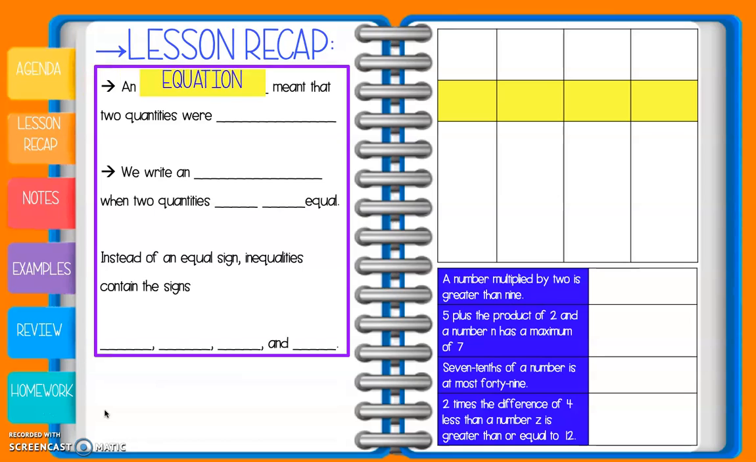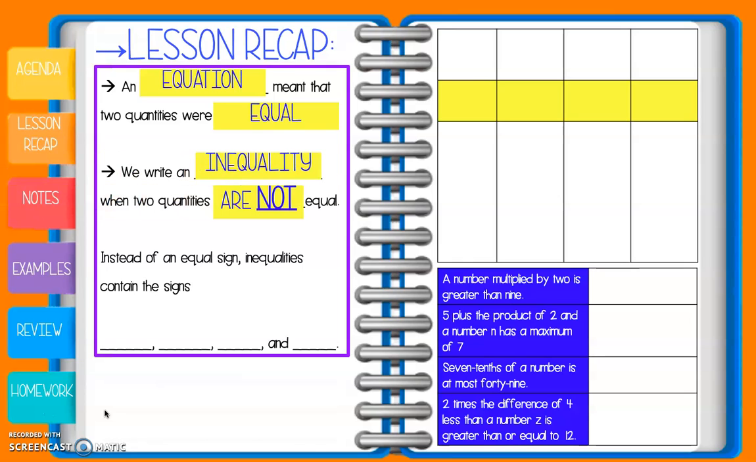An equation meant that two quantities were equal. We talked about that in our last unit, where one side of the equation is equal to the other side, so we use our equals sign, okay? Well, we write an inequality when two quantities are not equal. It might be greater than, it might be less than, it might be greater than or equal to or less than or equal to. So instead of using an equal sign, we're going to use the signs greater than, less than, less than or equal to, and greater than or equal to.